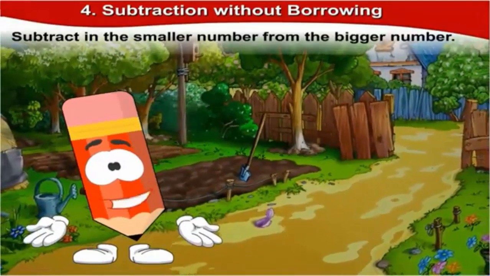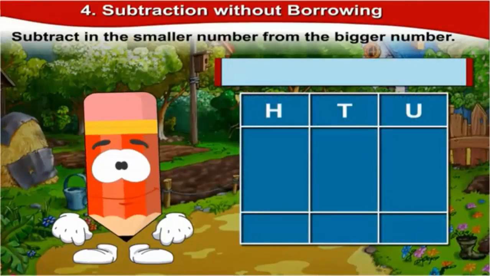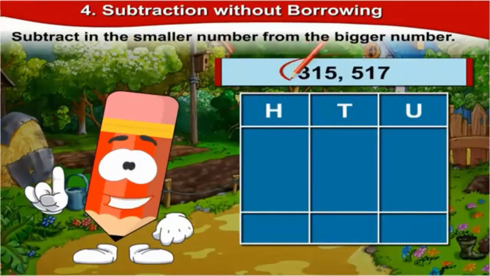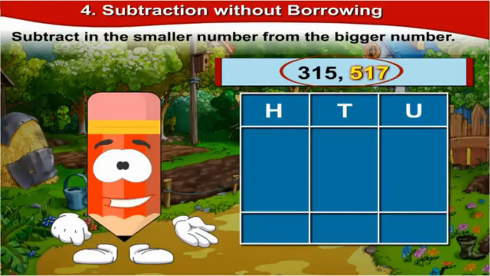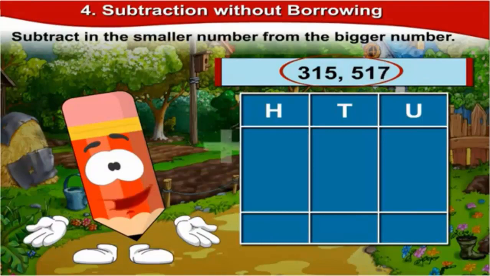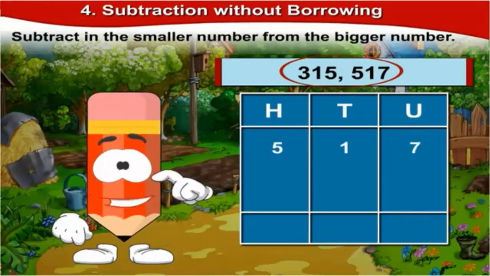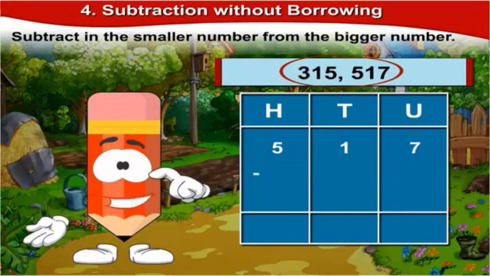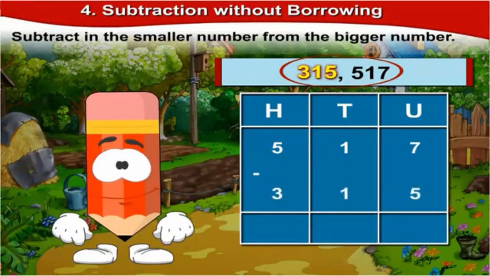Subtract the smaller number from the bigger number. We have 315, 517. Now 517 is bigger. So we'll arrange them in vertical order, writing HTU. Now 517 is 5 hundreds, 1 ten, 7 units. Minus 315 would be 3 hundreds, 1 ten and 5 units.